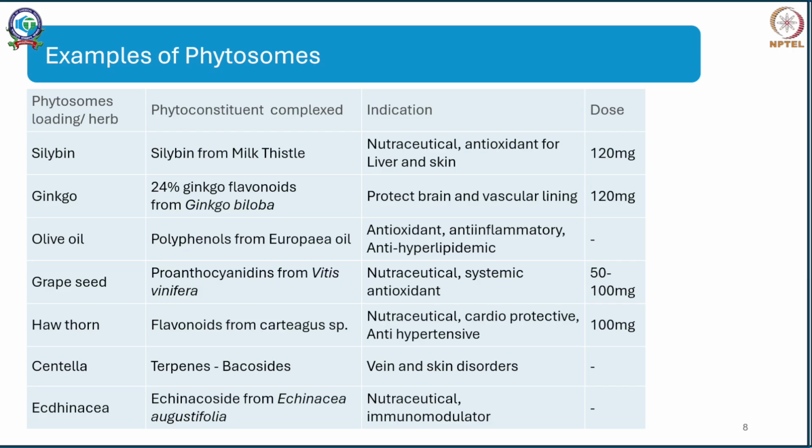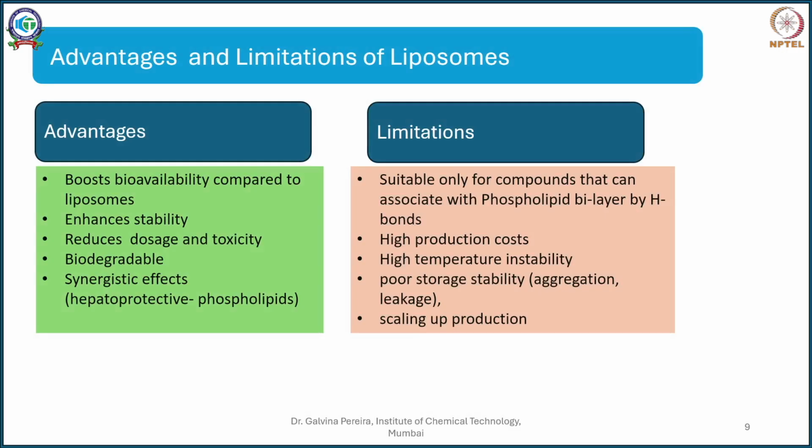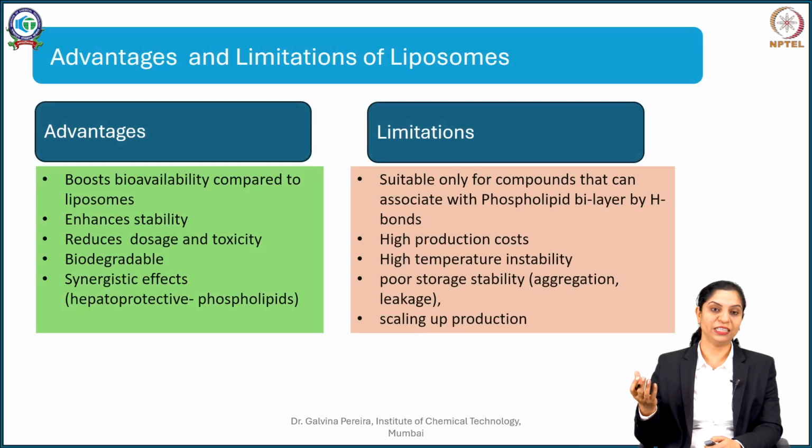Now let's compare the advantages and limitations herein. In terms of advantages of phytosomes, you will see that they are definitely more bioavailable as compared to liposomes. The reason being, phytosomes are associated by chemical bonds, and when they are associated by chemical bonds, they can be absorbed easily along with the phospholipids. So that enhances their bioavailability as well as stability. They don't really leak when the liposomes open, and as a result the dose required is very less. Now when the dose required is very less, definitely the toxicity associated with it also decreases. Not only that, the phospholipids are biodegradable, they have a good hepatoprotective effect.